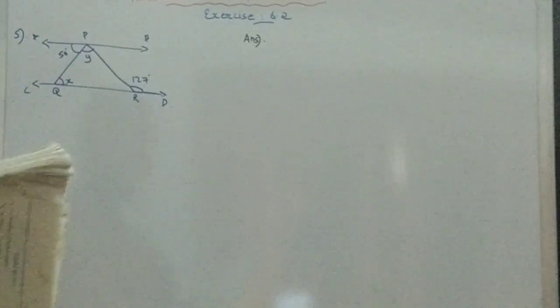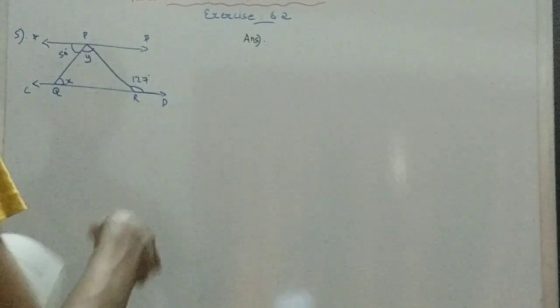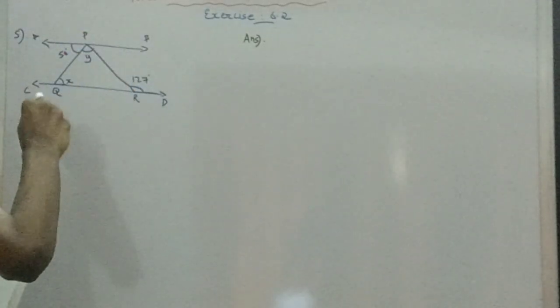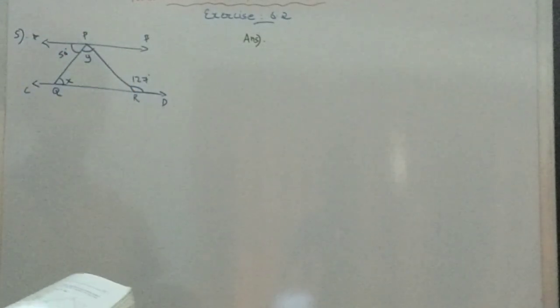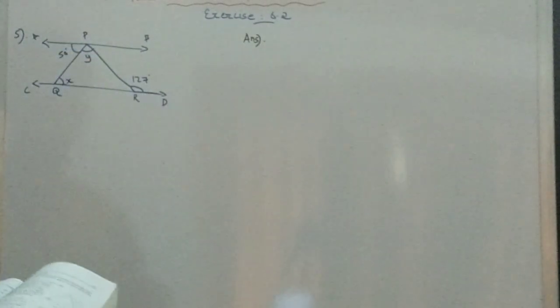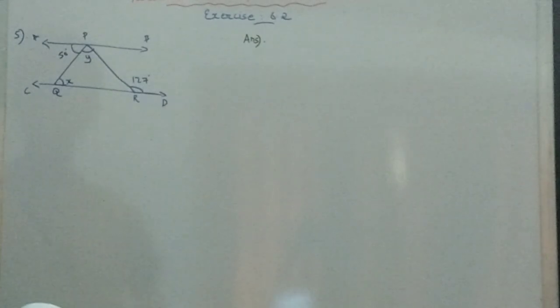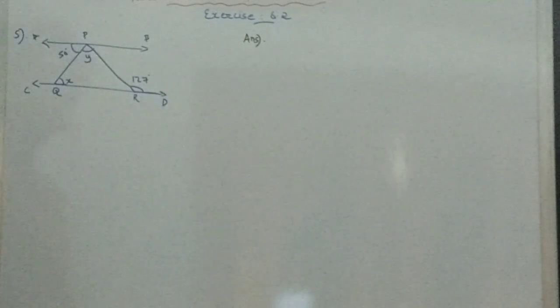Okay, so now let's move on to our fifth question. The question is, in the figure, if AB is parallel to CD and angle APQ, okay, this is angle APQ, is equal to 50 degrees, and angle PRD, this is angle PRD, is equal to 127 degrees. Find the value of x and y. So let's see over here.